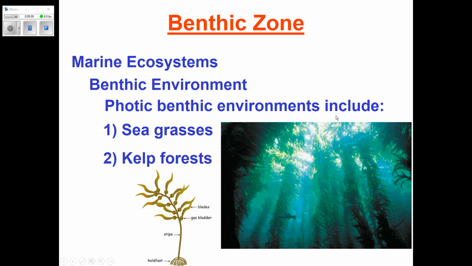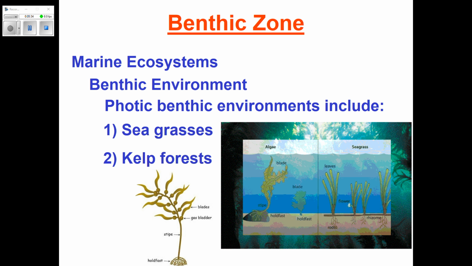For the photic benthic zone, so this is going to be the bottom portion of the ocean where light is able to penetrate. We're going to have a couple different types of organisms that live down here. We're going to start with seagrasses. And so seagrasses are found many times close to the shore. It has to be pretty shallow for them to be able to photosynthesize. So here's a picture of seagrass on the right.